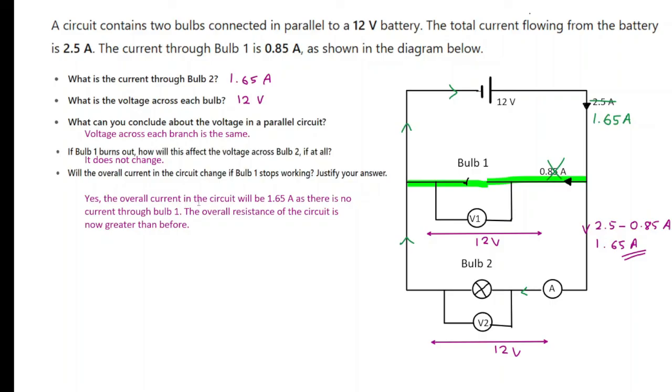So all you need to understand is once bulb 1 is not there, once the bulb is burnt out, this 0.85 isn't there. So there is no reason for that current to come out from the power supply. So it will only draw 1.65 amps, which is needed for the second bulb, bulb 2. So you can clearly see when you remove the first bulb from the parallel circuit, the overall current decreases because the overall resistance of the circuit is now greater than before.